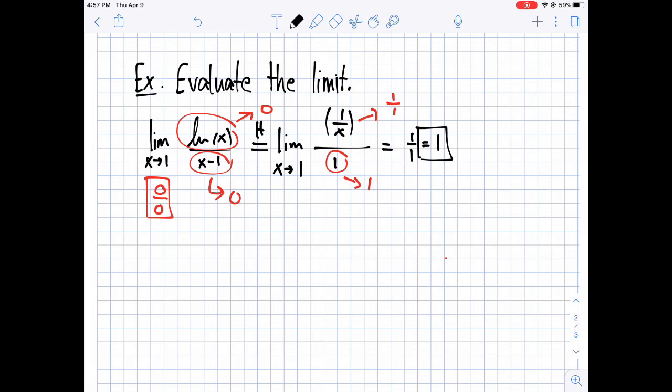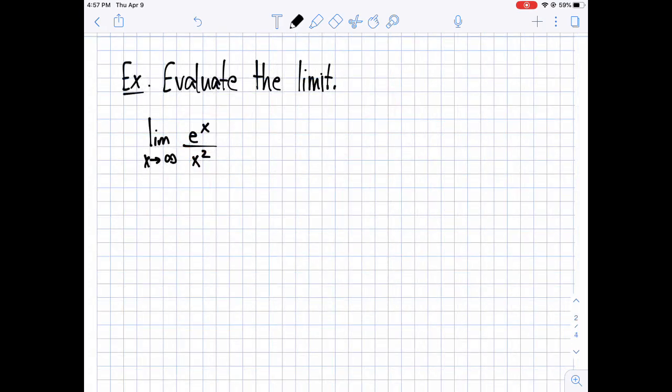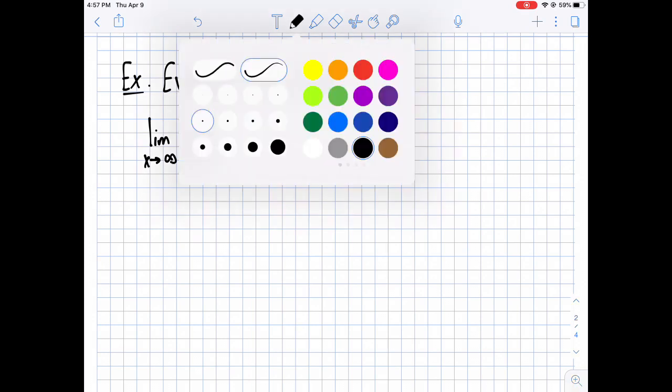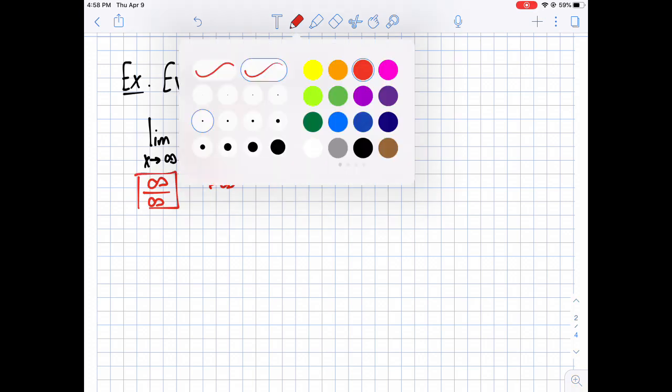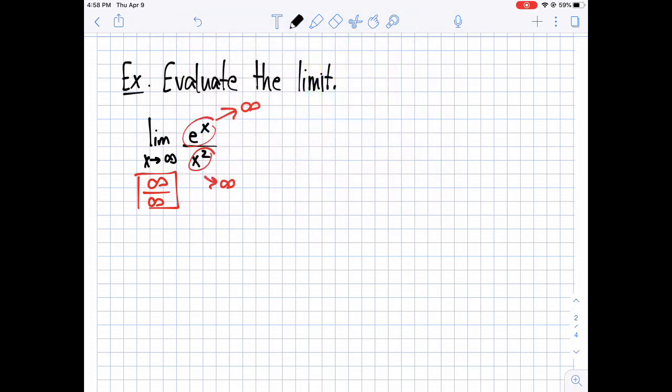Let's take a look at another example. Okay, so this one's only just a little bit different. When we have x approaching infinity, this time we're going to get that the numerator approaches infinity, and the denominator approaches infinity. So we do have an indeterminate form, infinity over infinity, so we're able to use L'Hopital's rule. We can do the derivative of the numerator and the denominator separately. In the numerator, the derivative of e to the x is e to the x, and in the denominator, the derivative of x squared is 2x.